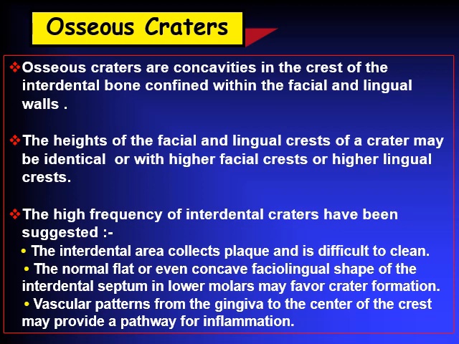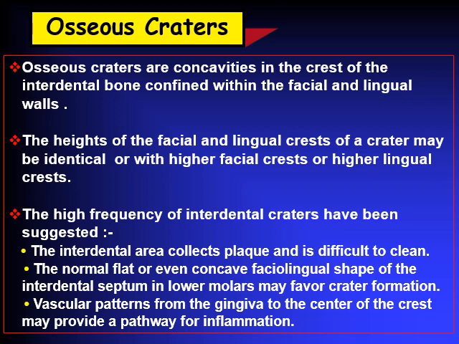The other pattern of bone loss is the osseous craters, which is very, very important. What are osseous craters? They are concavities in the crest of the interdental bone, confined within the facial and lingual walls. The height of the facial and lingual crest of the crater may be identical, at the same level, or with a discrepancy, with a higher facial crest or higher lingual crest, one is higher than the other. Osseous craters occur mostly in the lower molars, most frequently in mandibular molars.